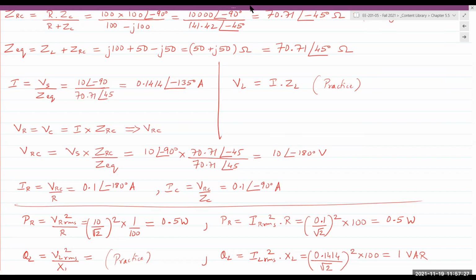It's going to be something similar to this. AC power analysis is a guaranteed problem in the final exam. It's a combination problem. You solve first for the currents and voltages, then you solve for the power. Okay.